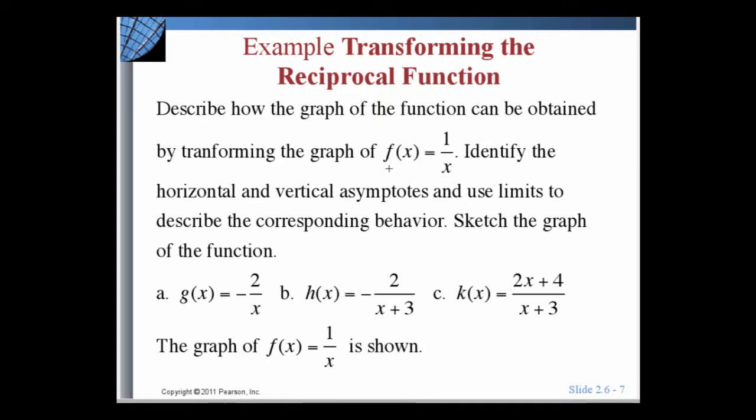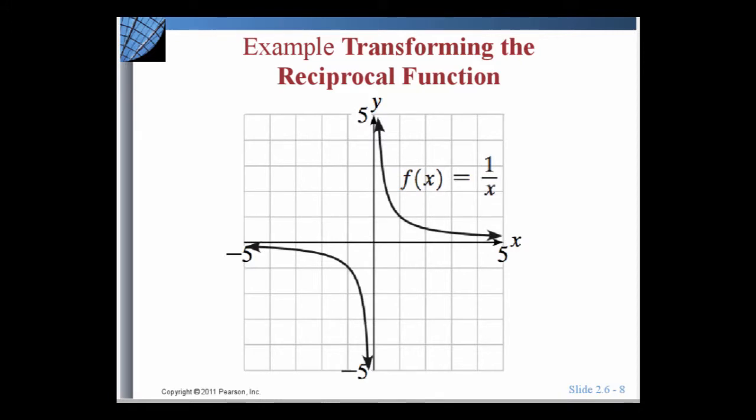So we take our parent function f of x, and we want to determine how we would get the function g of x, which is negative 2 over x. How would we get function h of x, which is negative 2 over the quantity x plus 3? And how could we get k of x, which is 2x plus 4 over the quantity x plus 3? So the graph of f is shown here. There's our reciprocal function.